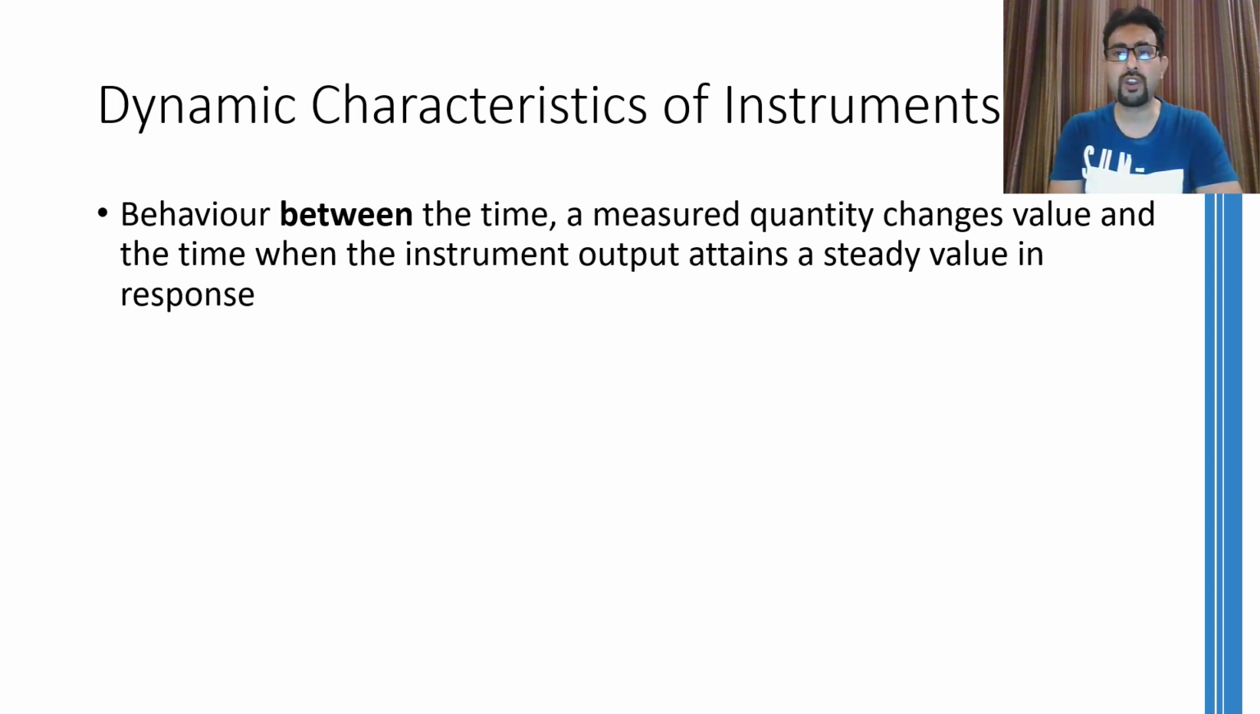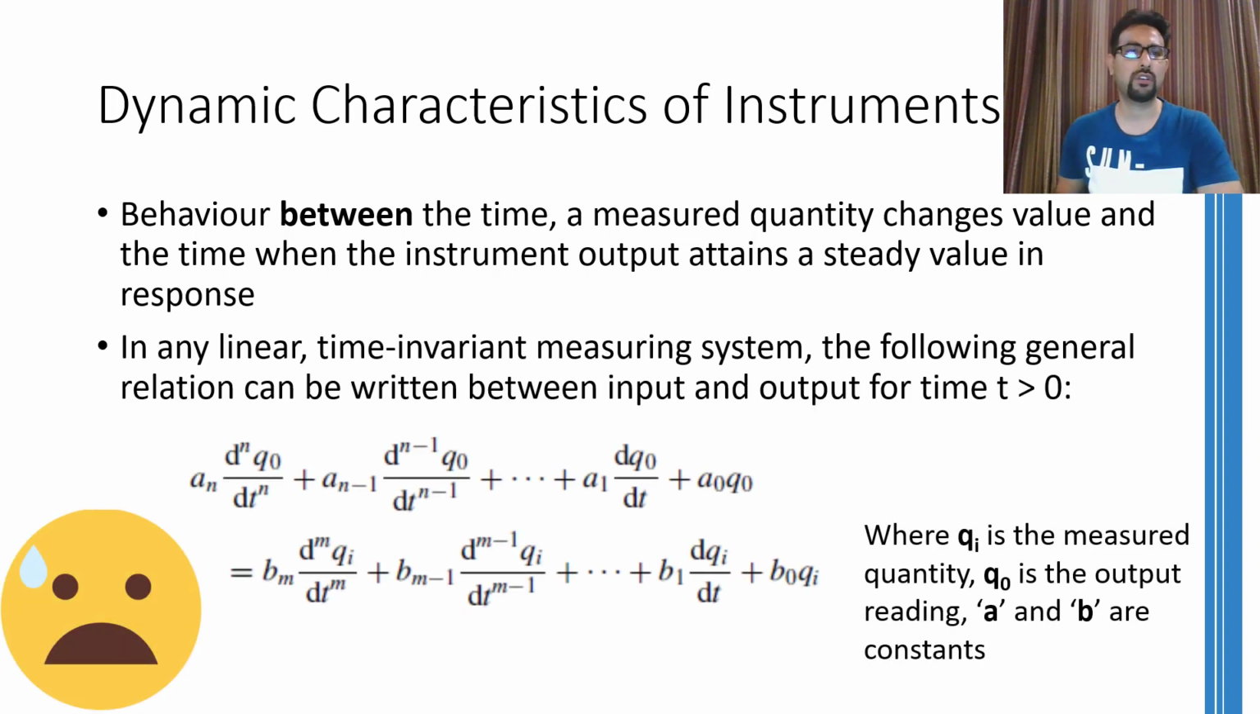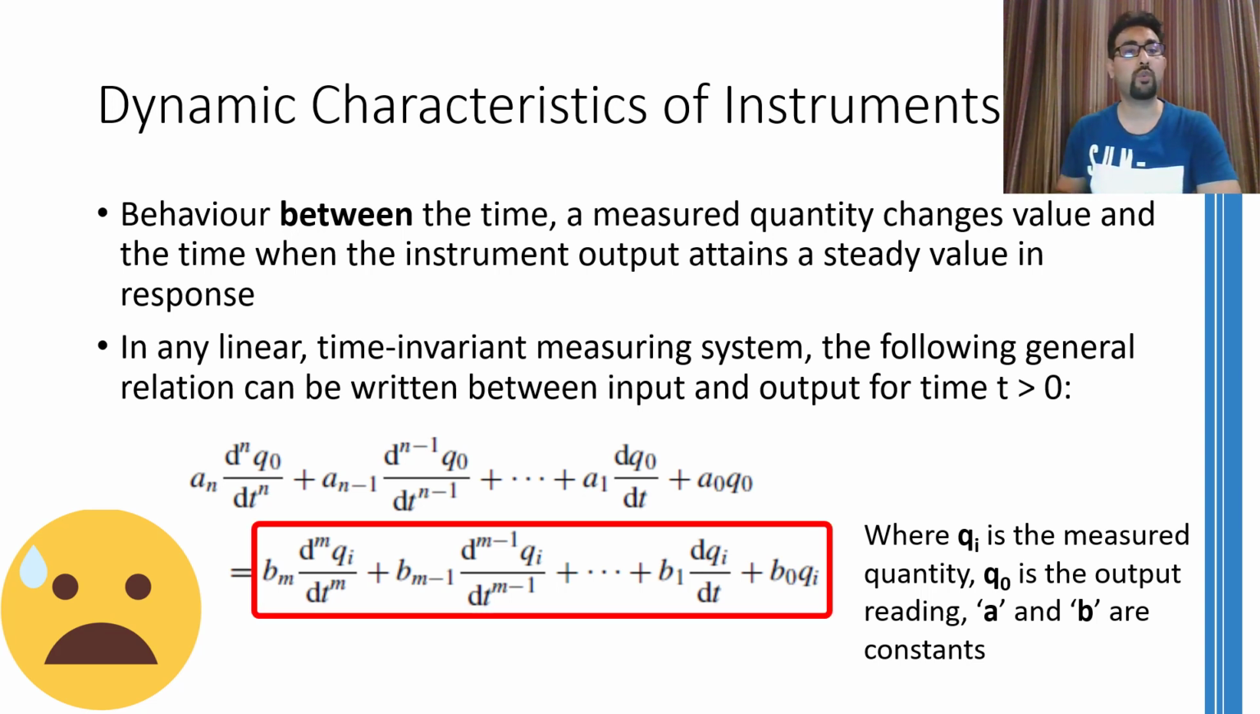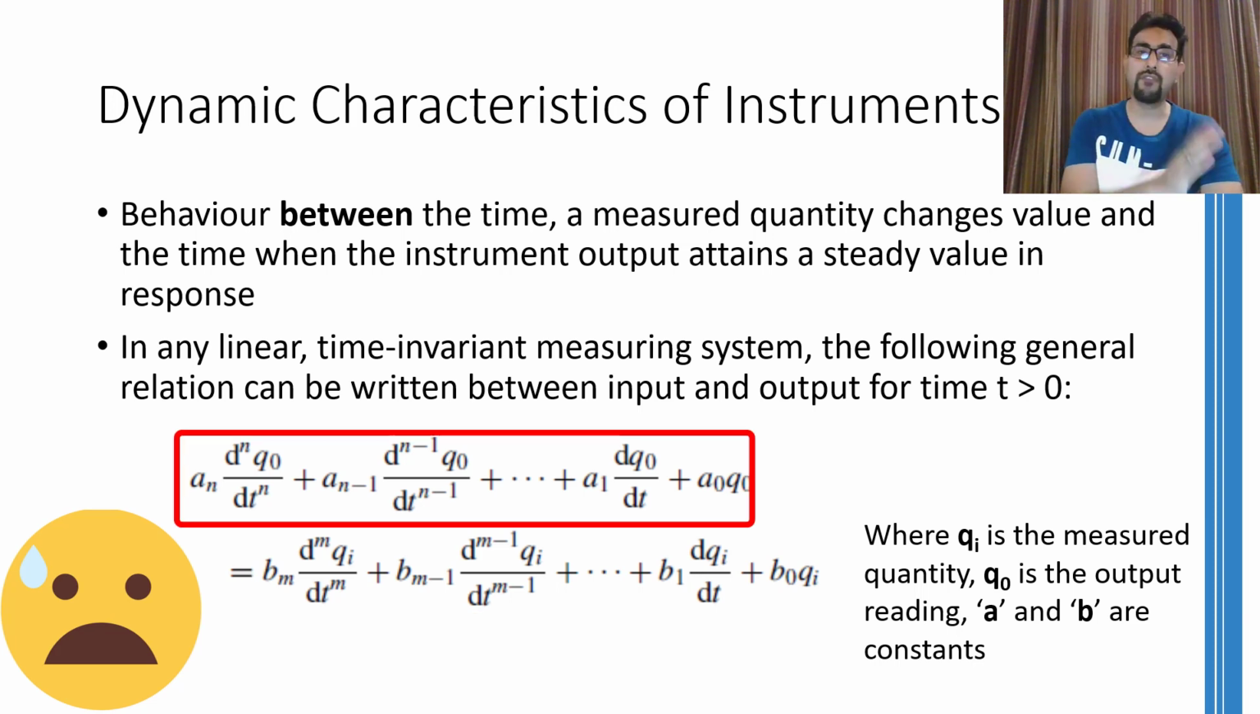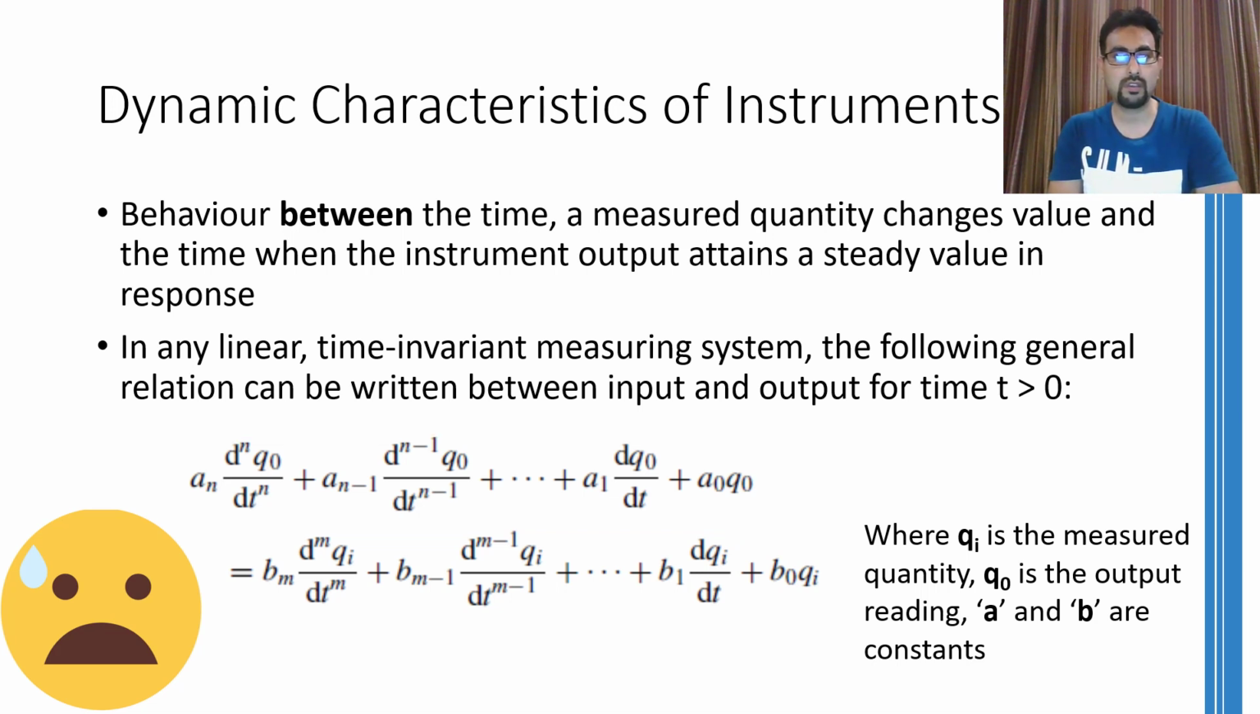So I've already said, behavior between the time a measured quantity changes value and the time when the instrument output attains a steady state value is called the dynamic response. And the dynamic response of any linear time invariant system can be represented through this equation. This equation is a very elaborate one. For example, the terms on the right side of the equation exhibit the inputs and the previous inputs, whereas the terms on the left side exhibit the output and the previous outputs.